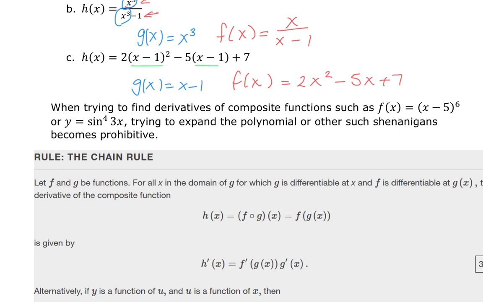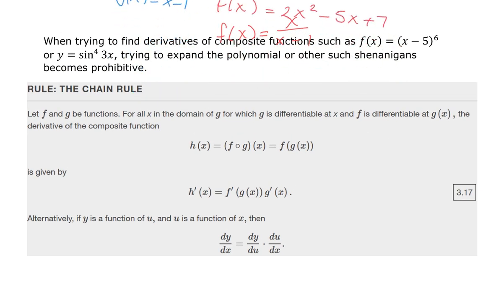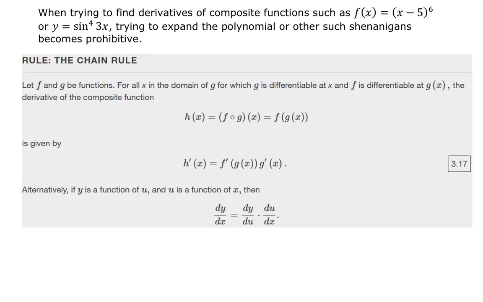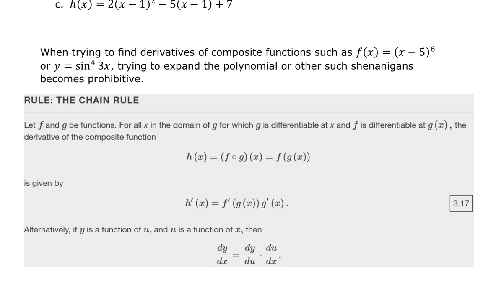So here we learn the chain rule. Now the chain rule is really important to help us take some of the more difficult derivatives, such as x minus 5 raised to the 6th power, and make them fairly straightforward.